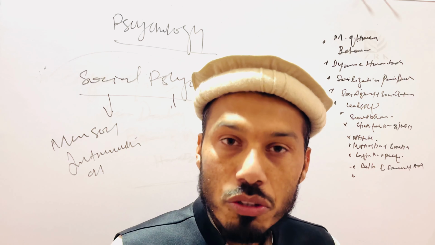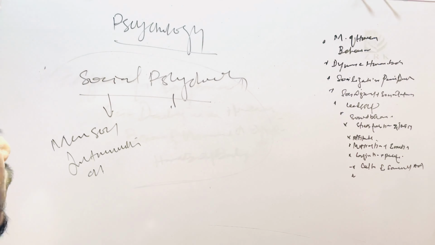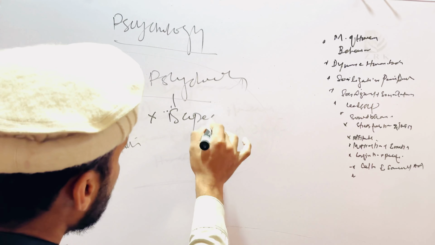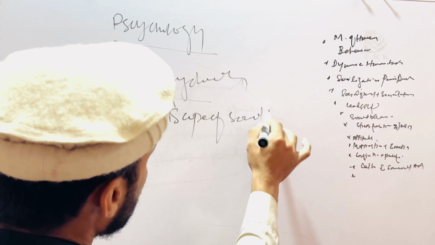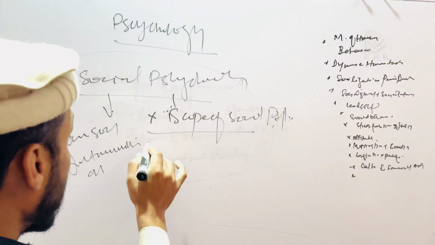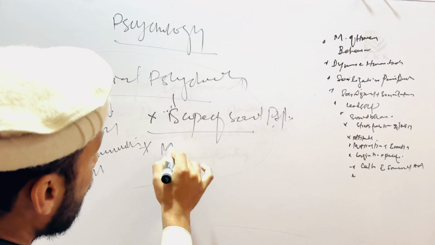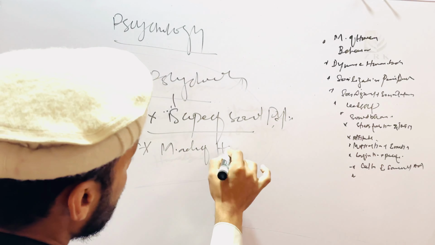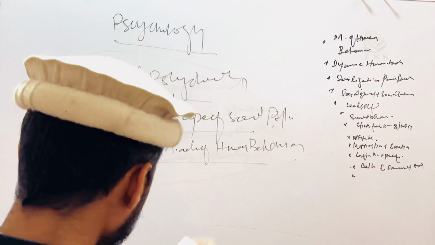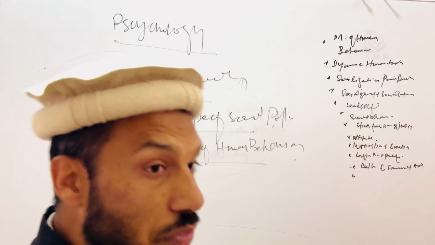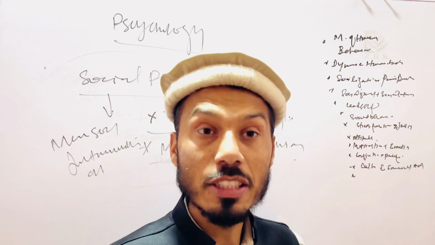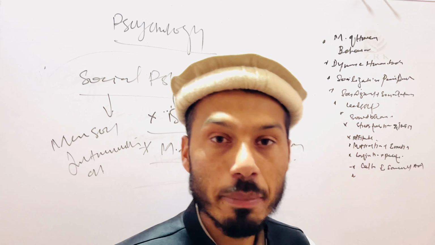So this is called social psychology. And today I discussed what is the scope of social psychology. Scope of psychology. The first one is the mechanism of human behavior. The first and the important scope of the social psychology, it is the mechanism of the human behavior.